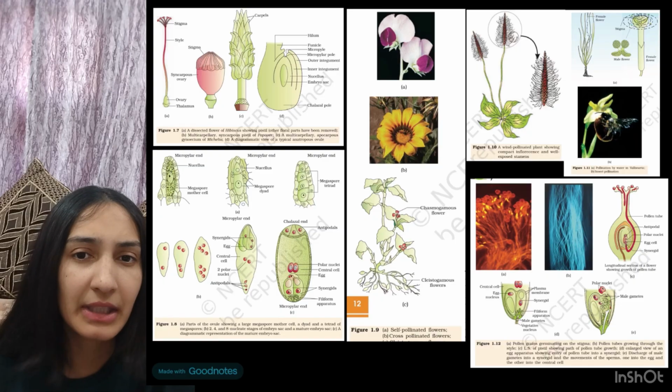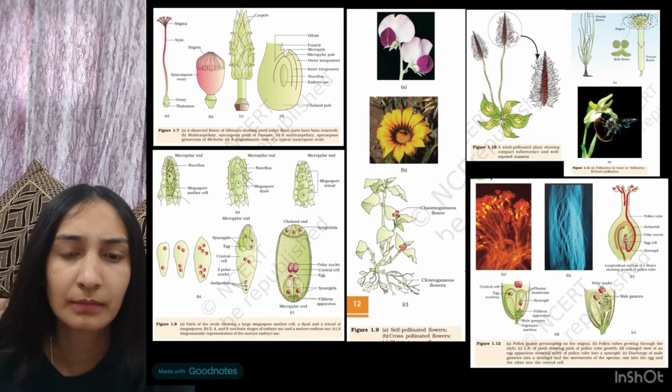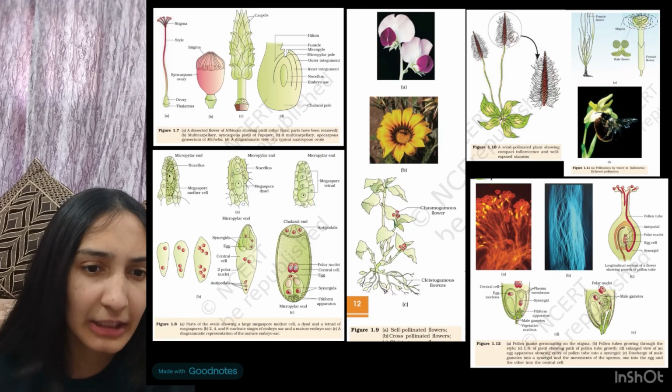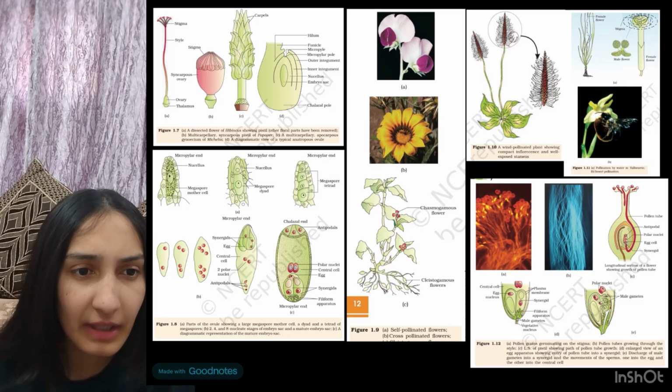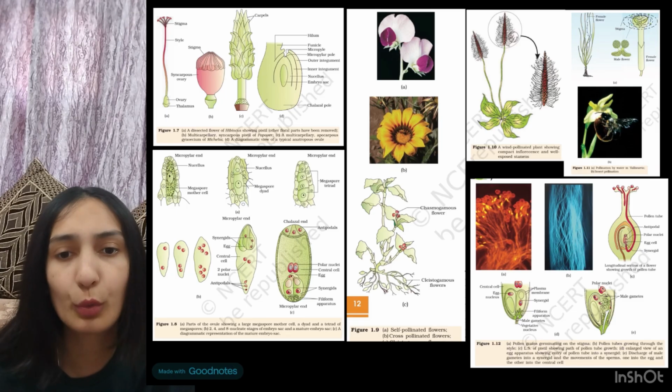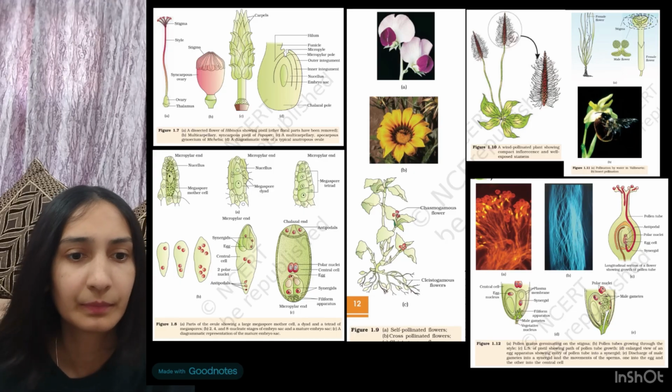Then E depicts your discharge of male gametes into a synergid and the movements of the sperms, one into the egg and the other into the central cell. Okay, you can clearly see we have the two polar nuclei and we have the two male gametes entering it.